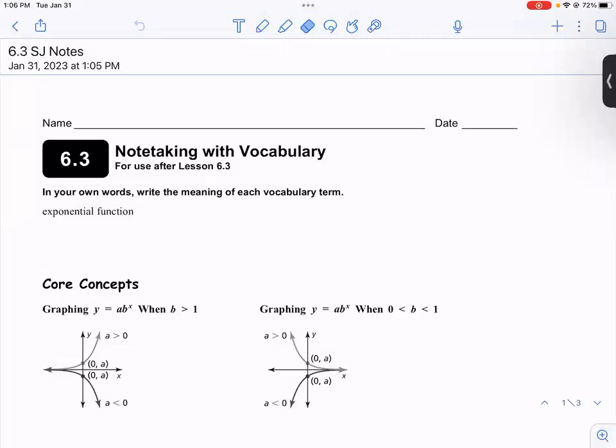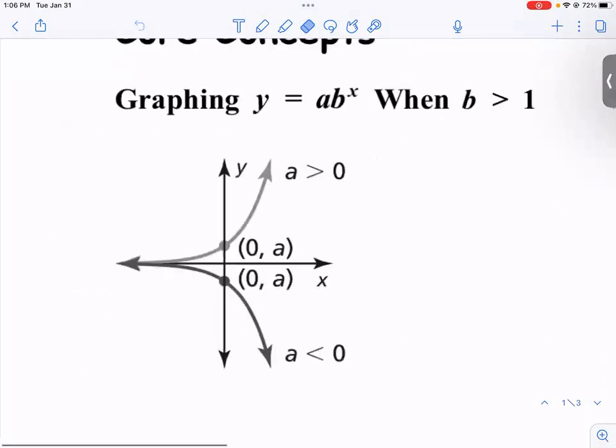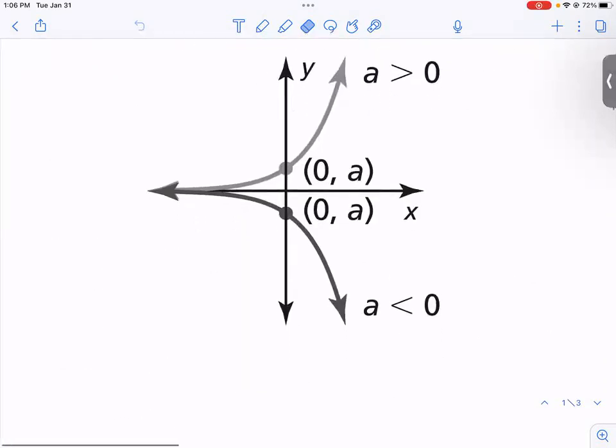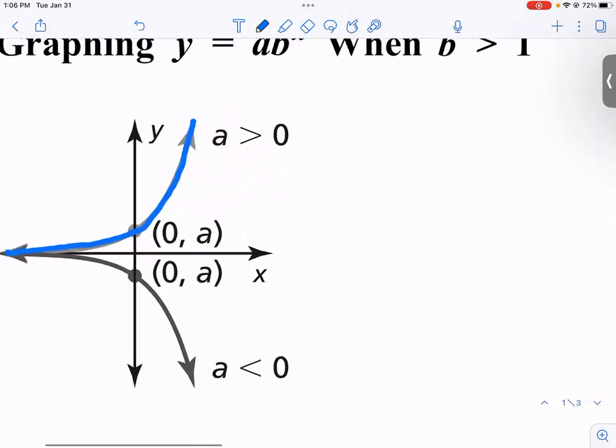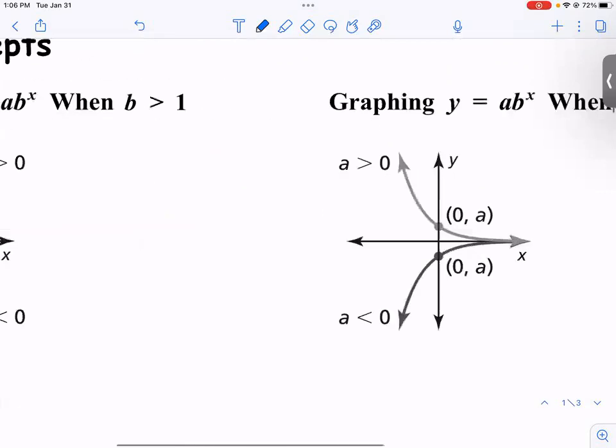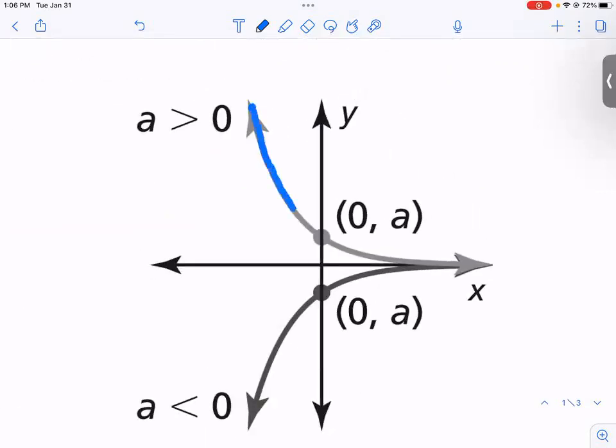Okay, what did you notice yesterday? Your Skittles. When you were adding your Skittles, did it look like this? Oh, yeah. And then when you are taking Skittles away, did it look like this?